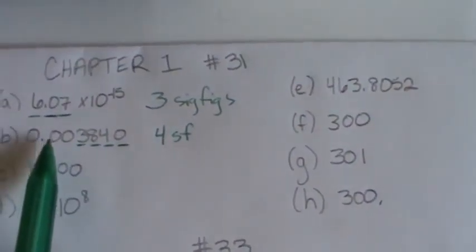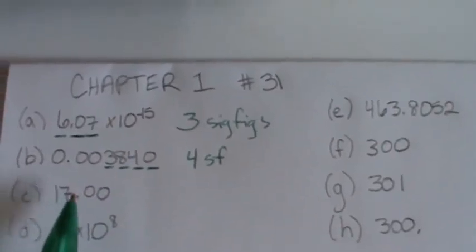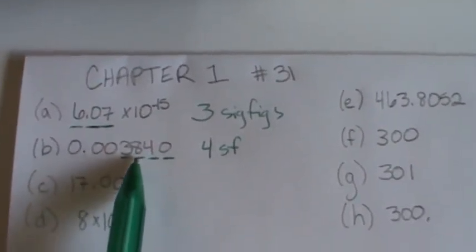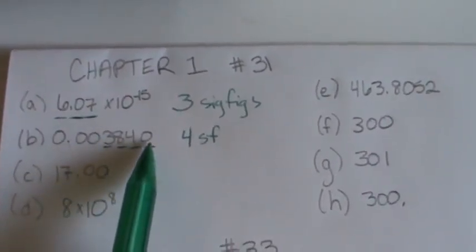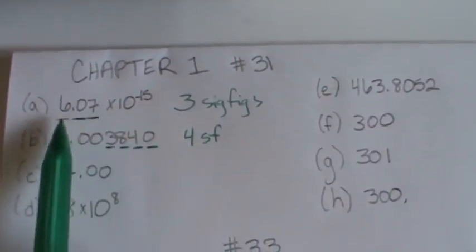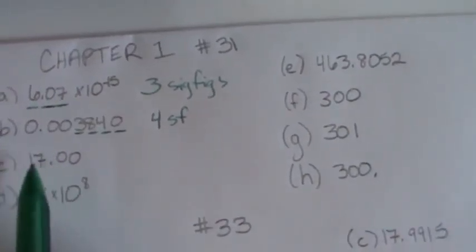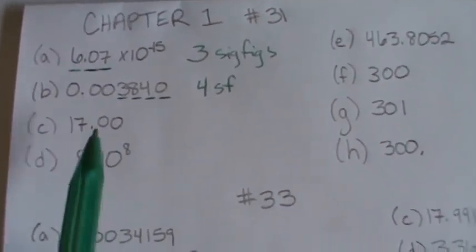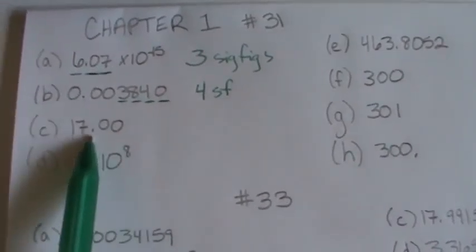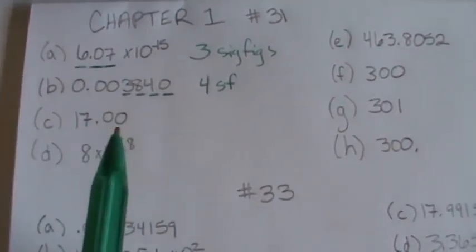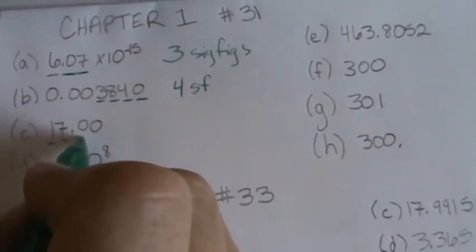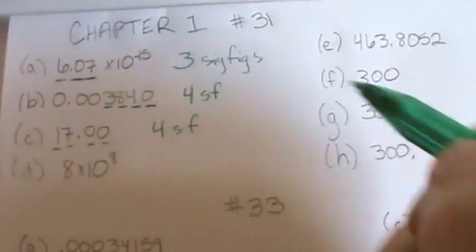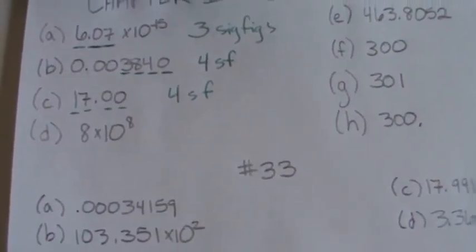People never like this. They say, why not these? The reason is scientific notation. If we were to put this in scientific notation, it would be 3.840 times 10 to the negative 3. So that one has 4 significant figures. Again, these are ending zeros after a decimal point. That's our trick here. So this one has 1, 2, 3, 4. Four significant figures for 17.00.